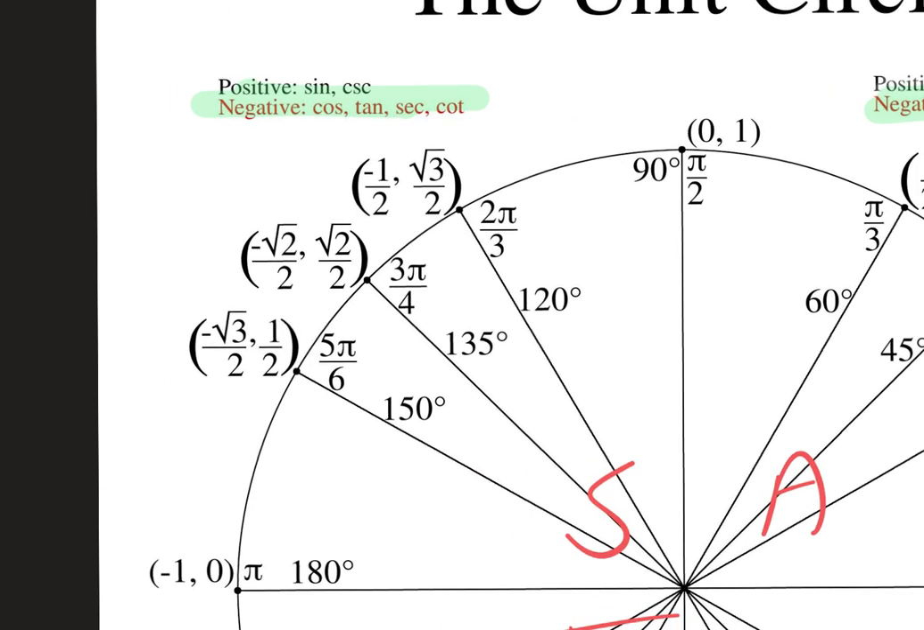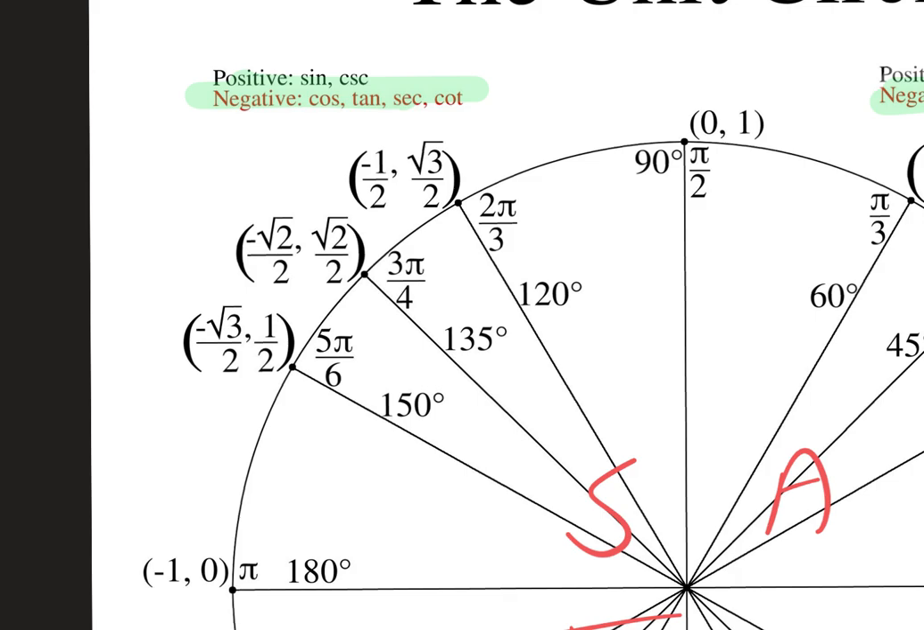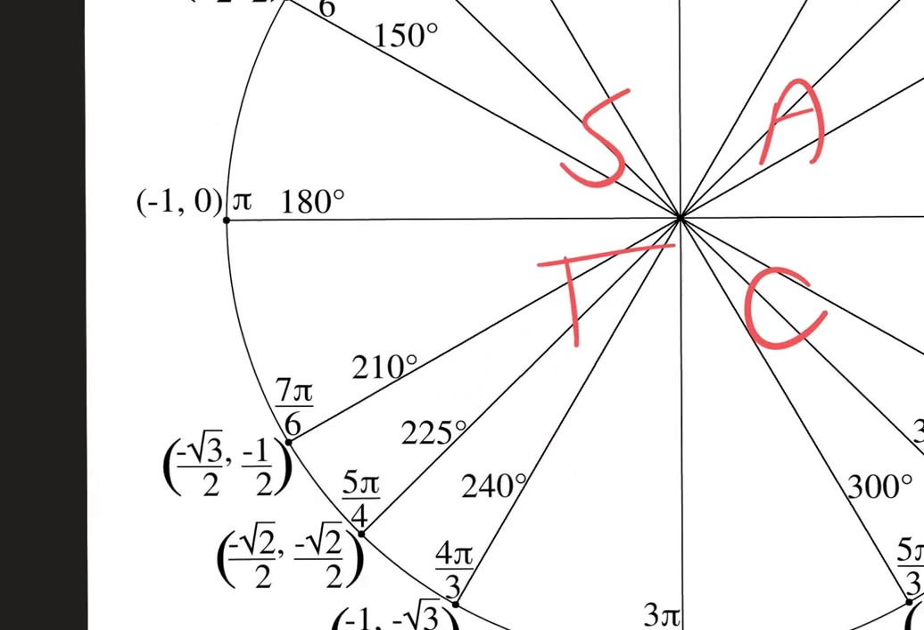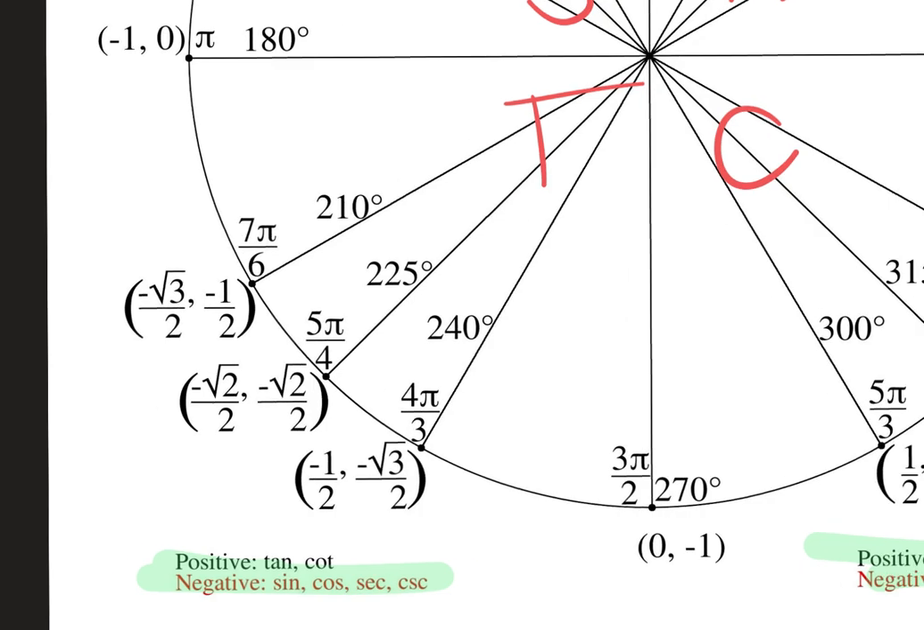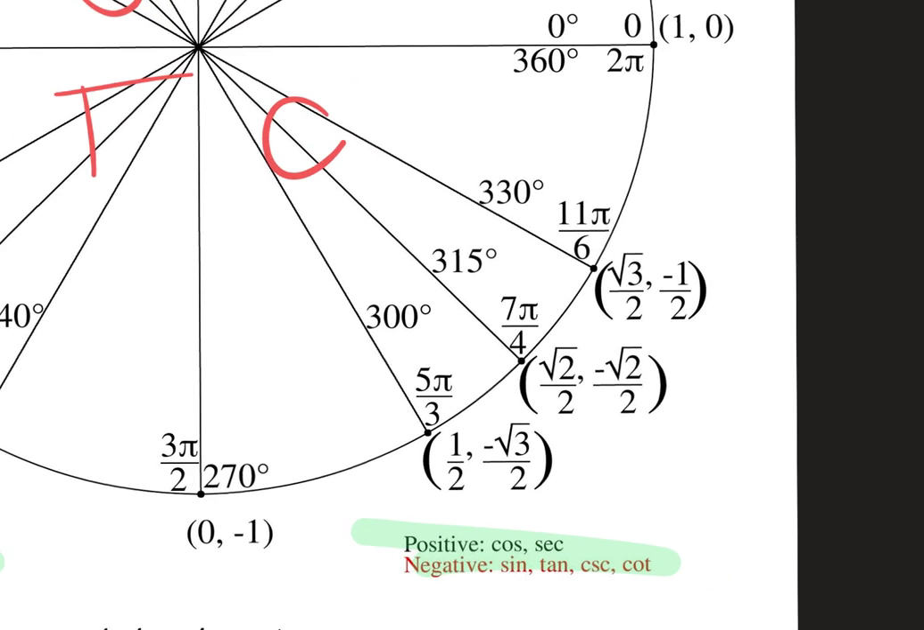In the second quadrant, the S stands for sine, sine and its reciprocal function, which would be cosecant, are positive. The other four are negative. In the third quadrant, T for tangent, tangent and cotangent are positive. The other four are negative. And in the fourth quadrant, positive is C, which is cosine, its reciprocal function, which is secant, and then the other four are negative.